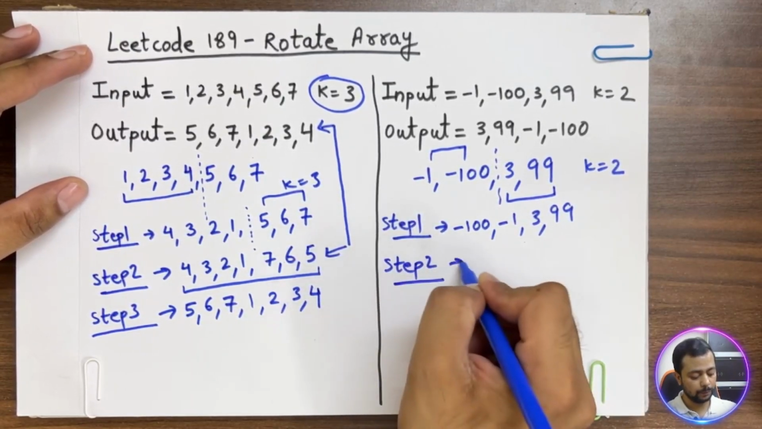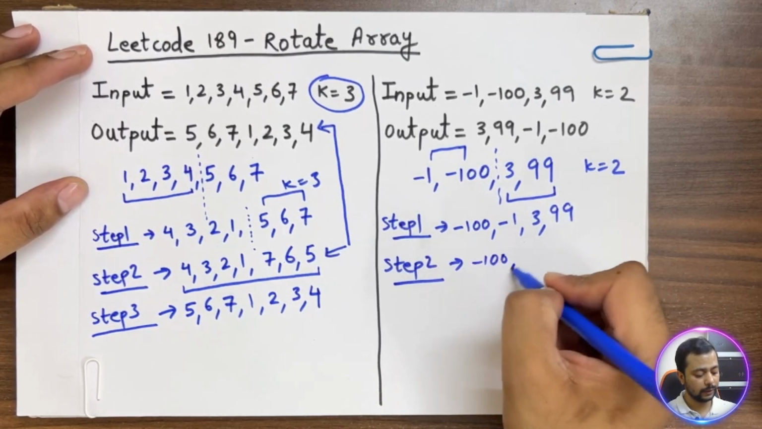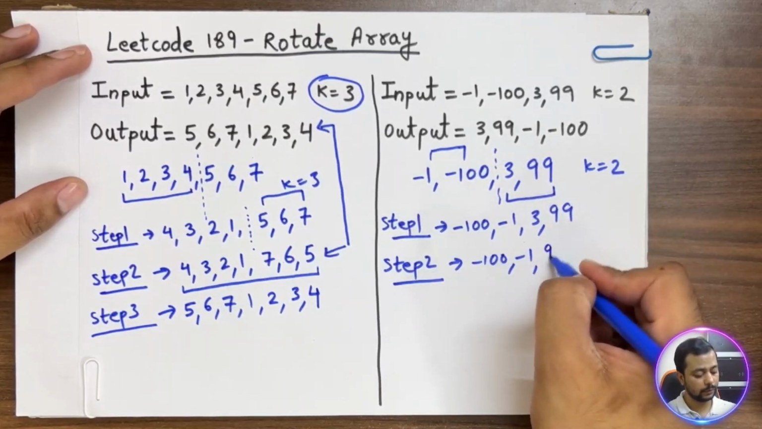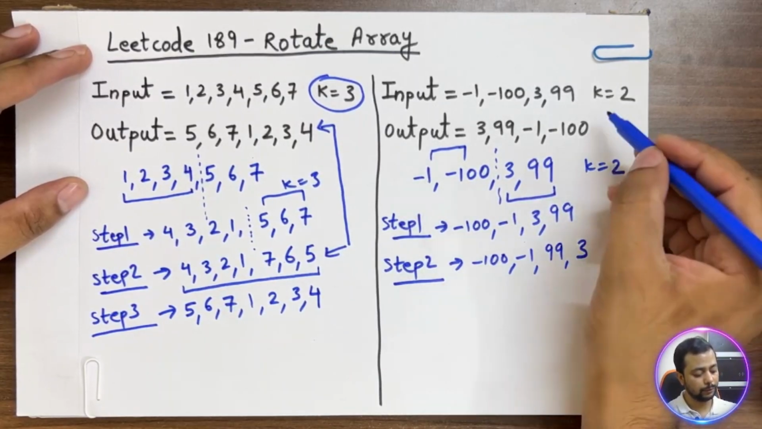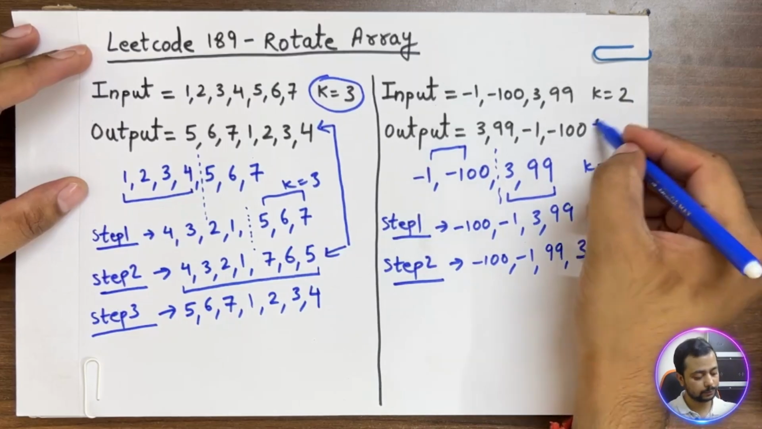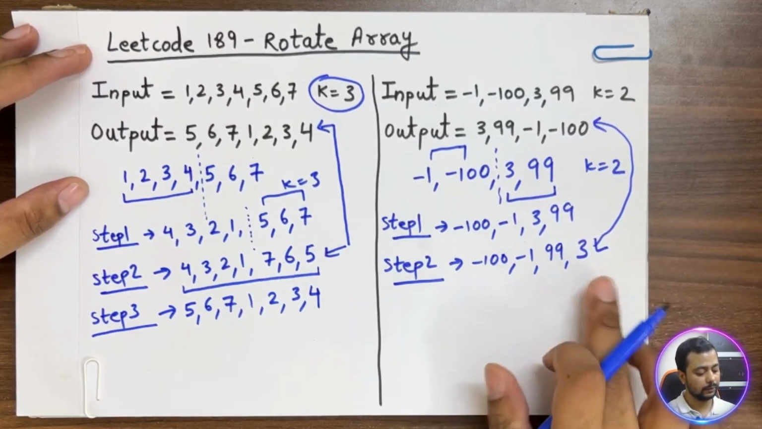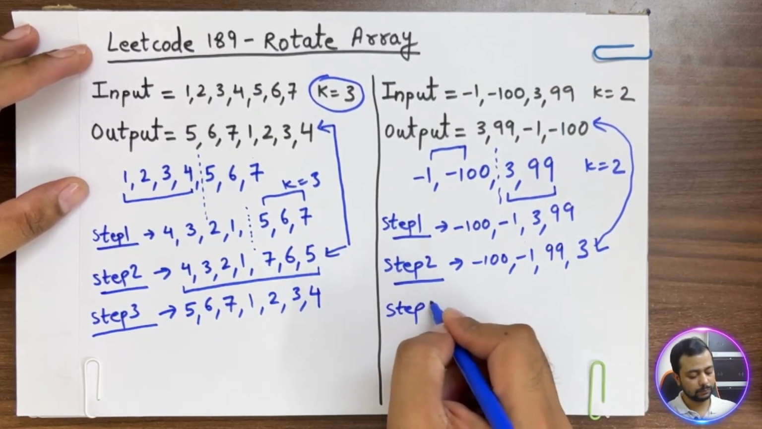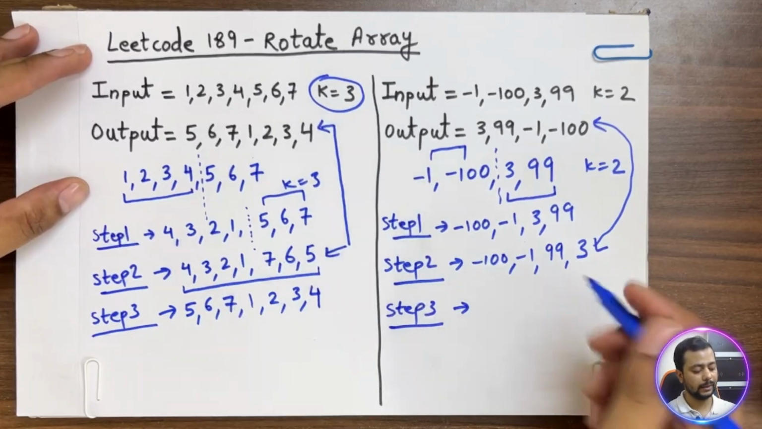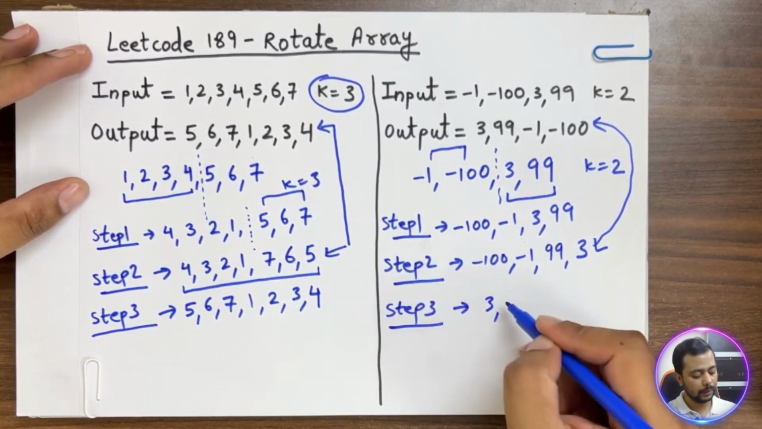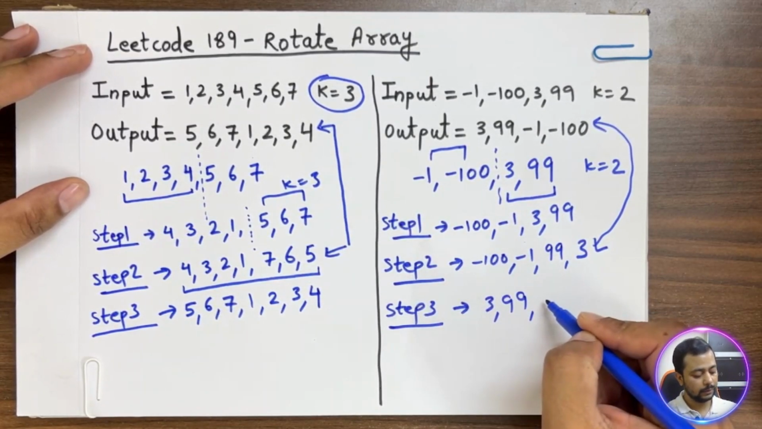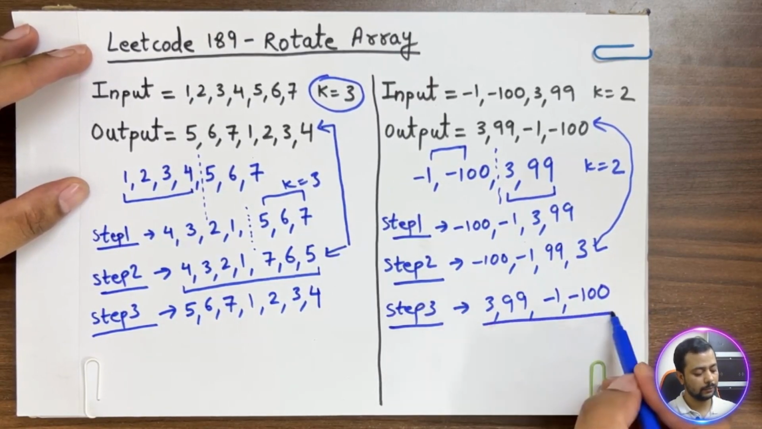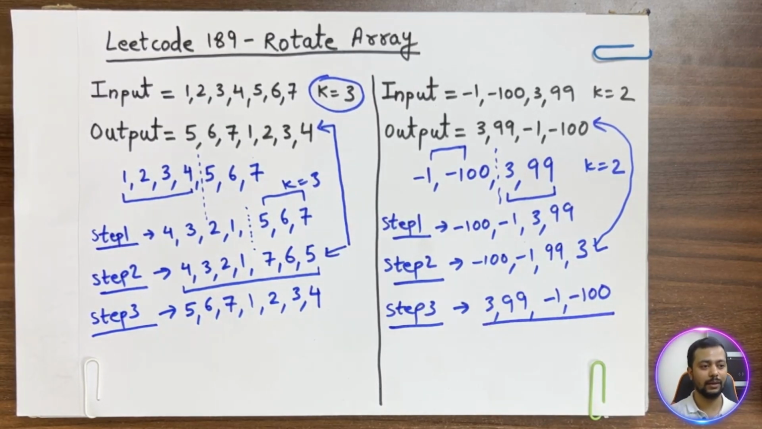Then in step 2, the first portion remains as it is, and we will reverse the second part, which is 3 and 99. So it becomes 99, 3. Again, if you compare these two arrays, you will notice that this is just this array reversed. So as the last step, we will reverse the entire array, and then it becomes 3, 99, minus 1 and minus 100, which is exactly what our output is intended.